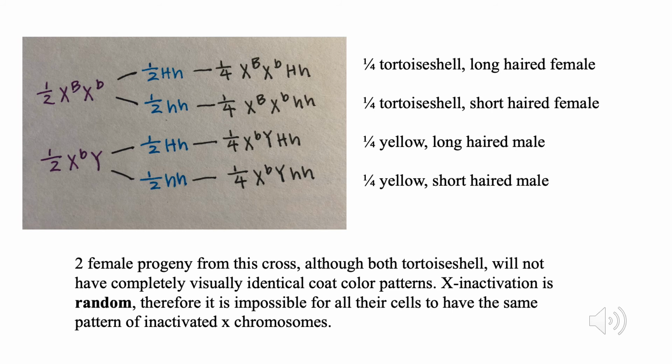Two female progeny from this cross, as we can see, will both be tortoiseshell. However, they will not have completely identical coat color patterns. This is because X inactivation is random, therefore it's not possible for all their cells to have the same inactivation pattern of X chromosomes.